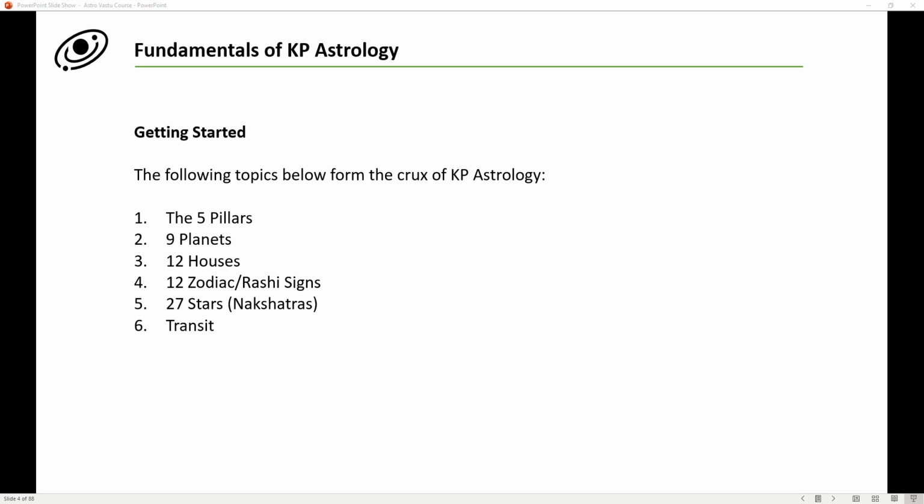Basically, the foundation for KP Astrology is Vedic Astrology. KP stands for Krishnamurti Paddathi. Sri Krishnamurti, who came up with this concept of KP, is considered one of the greatest astrologers of all times. He basically took Vedic astrology and simplified it in a way which is easier to learn and is also easier to predict.